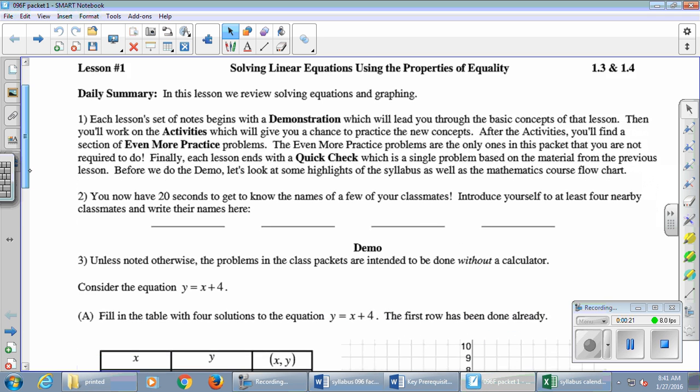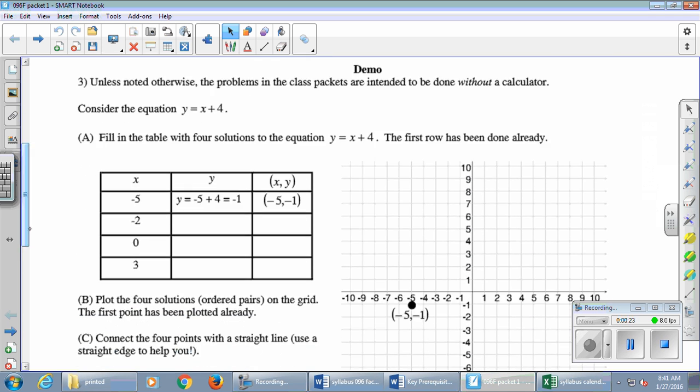And we're going to jump right into doing some math here in number 3. With a quick note, unless noted otherwise, the problems in the class packet are intended to be done without a calculator, so put those calculators away. I will give you special instructions on the rare times when I want you to use the calculator.